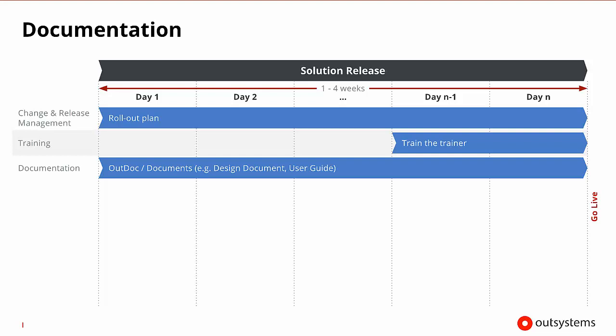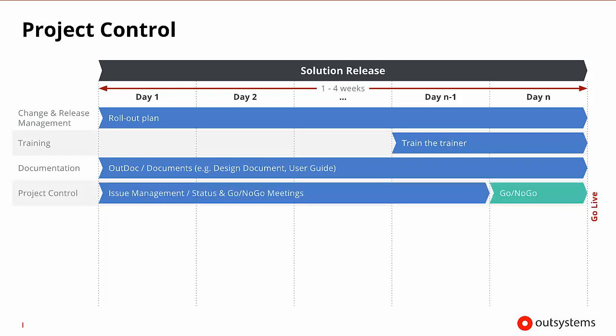Now we need to ensure that the proper project handover to both IT and business occurs, and that all of the relevant technical and functional aspects of the application are fully documented and passed on in some digital format. And that could be design documents, user guides, or the OutDoc information.